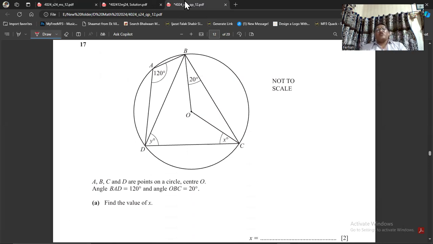So here we have question number 12, 17. It says A, B, C, and D are the points on a circle center O. Angle BAD is equals to 120 degree, and the angle OBC is 20 degree. Find the value of the x. Okay.